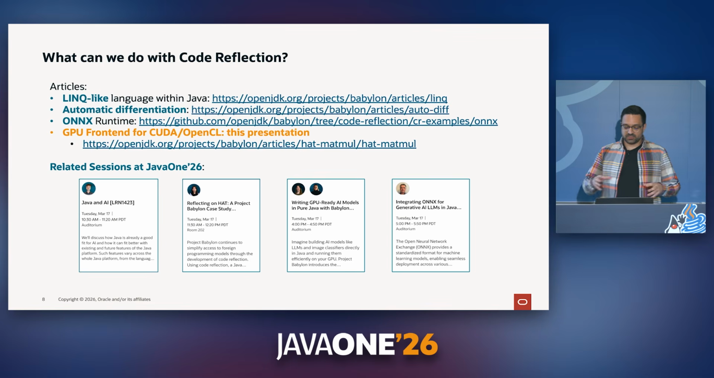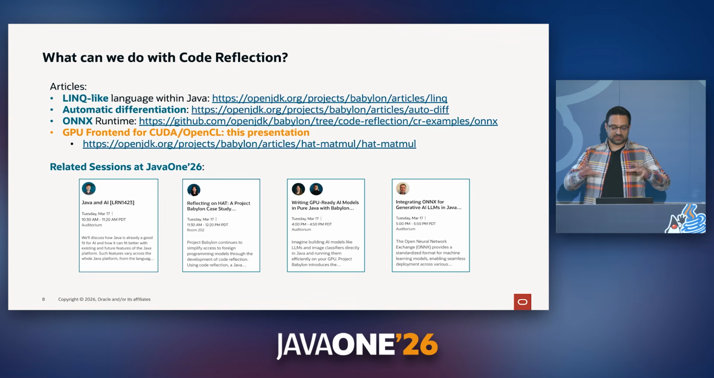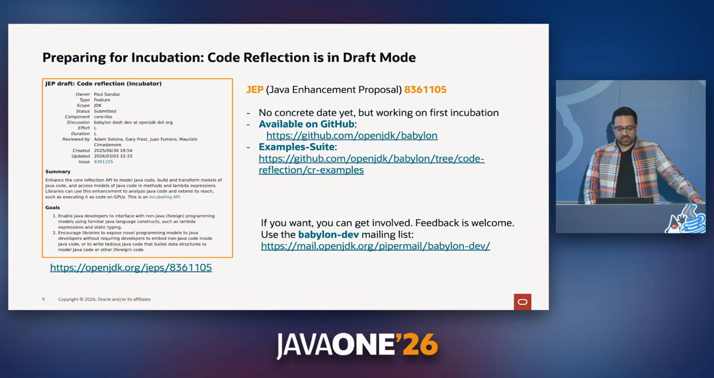So if you are interested in diving into these topics, there are a few sessions in the conference here. Adam later on will explain the ONNX runtime, and Liz and Anna will explain everything in more detail. So, code reflection is now preparing for incubation, and is under submission. I put it in draft mode. And yeah, it's public, you can read it, you can talk to us if you want. The way to get involved is through the mailing list. As I mentioned, there is an example suite that makes it very easy to get started with code reflection.